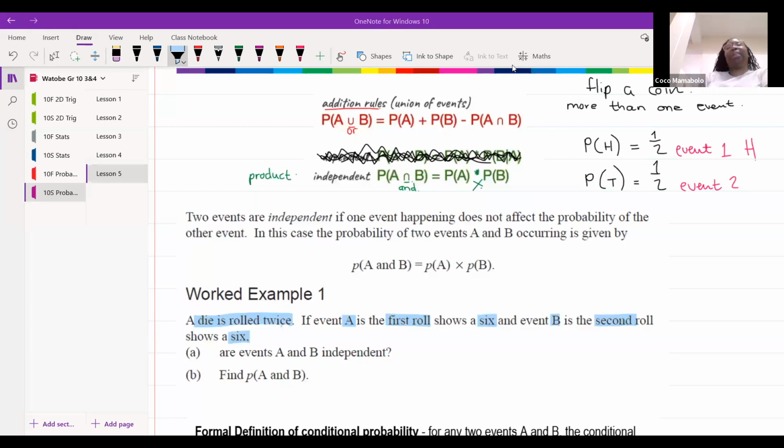Okay, Tiana, let me explain it like this. If I throw a die, what is the probability of me throwing a 6? Correct. It's 1/6. Good. Now I pick up the die and I throw it again. What's the probability of me throwing a 6 again?